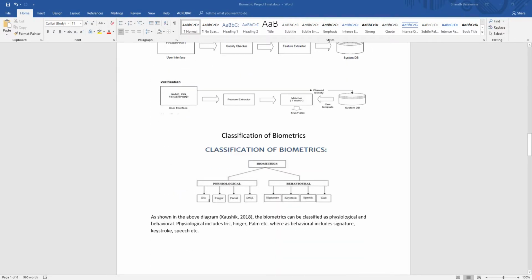Going on to the classification of biometrics, as you can see in this diagram, there are physiological biometrics and behavioral biometrics. Physiological biometrics deal with iris, finger, facial recognition, DNA. Those are all physiological. Whereas behavioral deals with the signature pattern, the speech, the keystrokes, and his walking style. Those all come under behavioral biometrics.